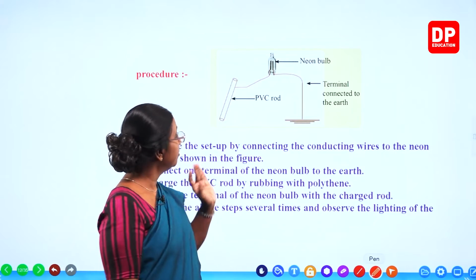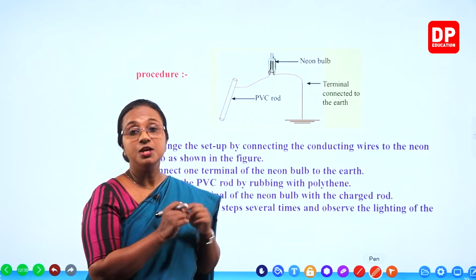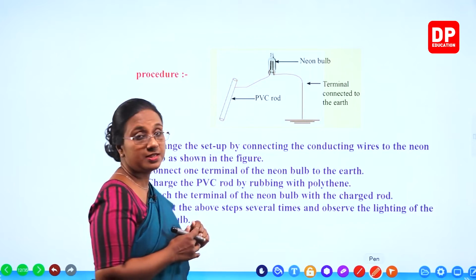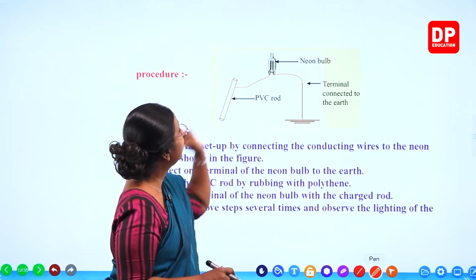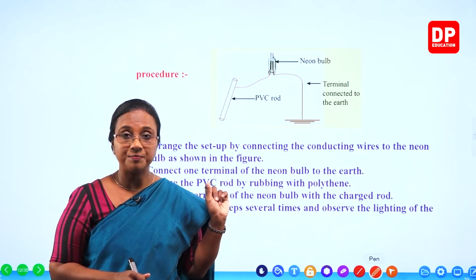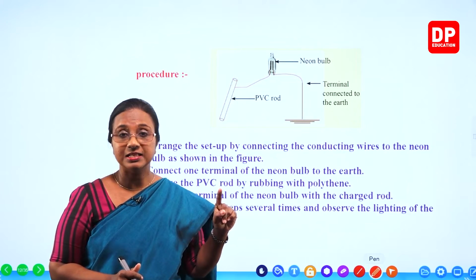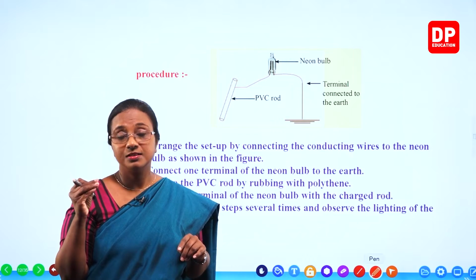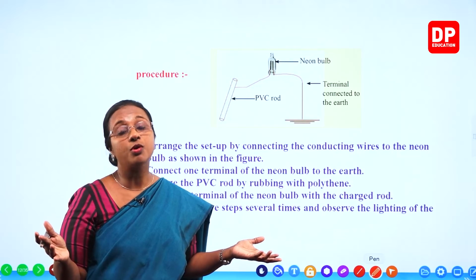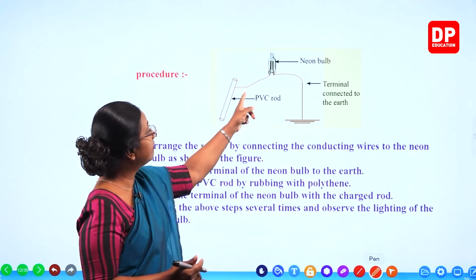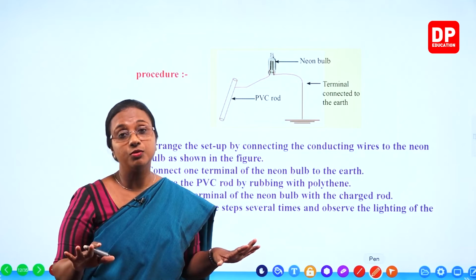But what we do is, this is not permanently connected, you just touch it with the wire. So what you do is, you take the PVC rod, you rub it nicely with polythene, and then you bring it in contact with the wire. As you touch the wire, you will see the neon bulb light, and it's only for a small time period. After that, the bulb will go off.